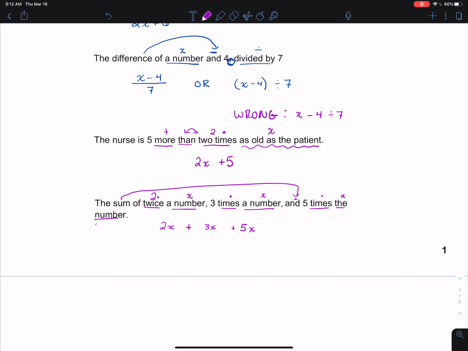So I wrote the expression, but this one I can actually simplify. When I combine the like terms, 2X plus 3X gives me 5X, and then I can add that with the leftover 5X to get my final answer of 10X when I simplify the expression.